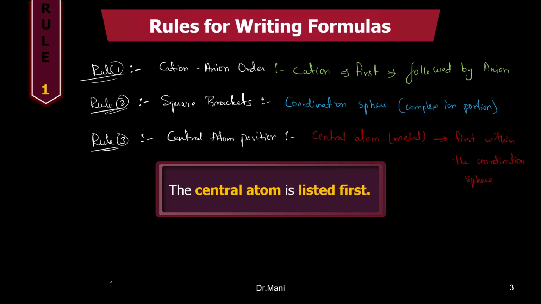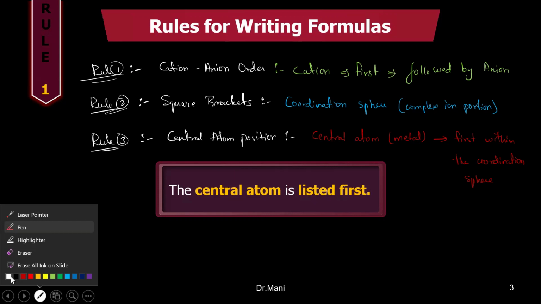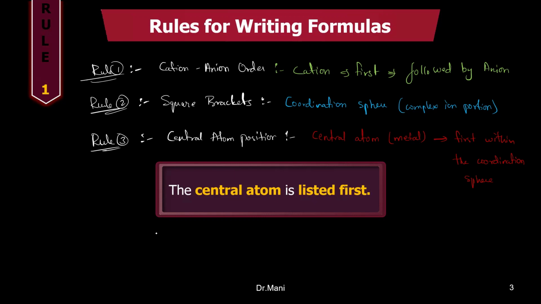Understood? Let's take an example: cobalt NH3 6 Cl3. In this, cobalt is the first one, which is the central atom. So this is the central atom, written first in the coordination sphere. And the complex is enclosed in the square brackets. Okay. And the counter ion is outside the coordination sphere. So these are the general rules, but we'll see each of them in detail.